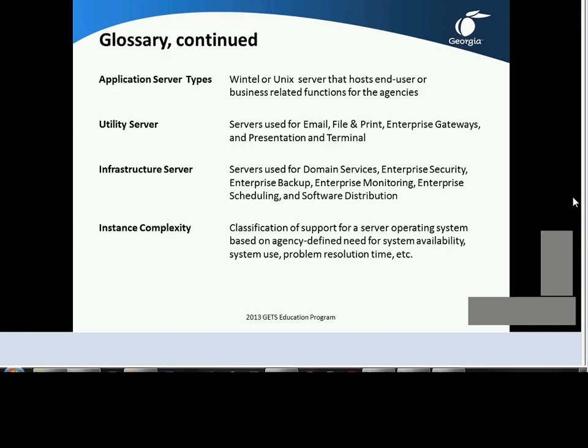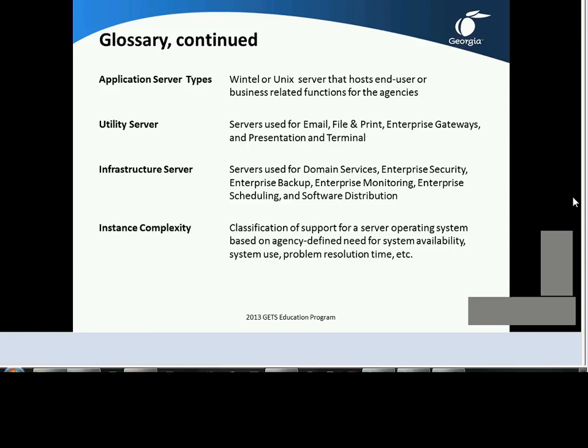Continuing with the glossary, we have application server types. You have Wintel servers or Unix servers that host end-user or business-related functions for the agencies. You have utility servers, which are servers that are used for email, file and print, enterprise gateways, and presentation and terminal services. You have infrastructure servers that are servers used for domain services, enterprise security, enterprise backup, enterprise monitoring, enterprise scheduling, and software distribution.